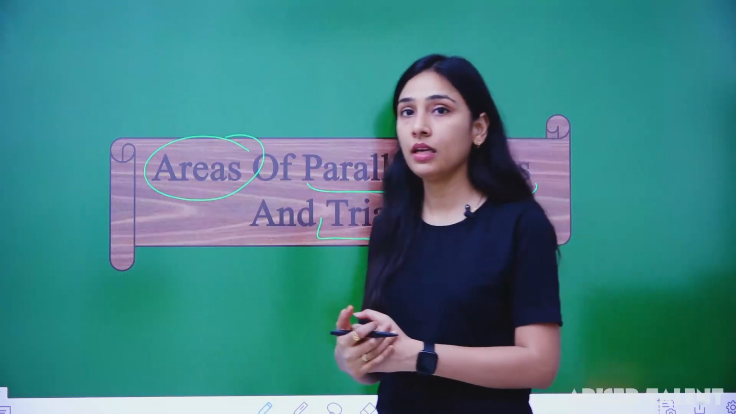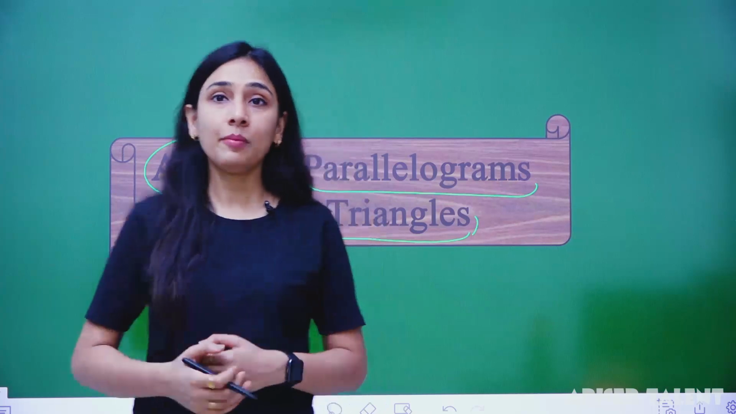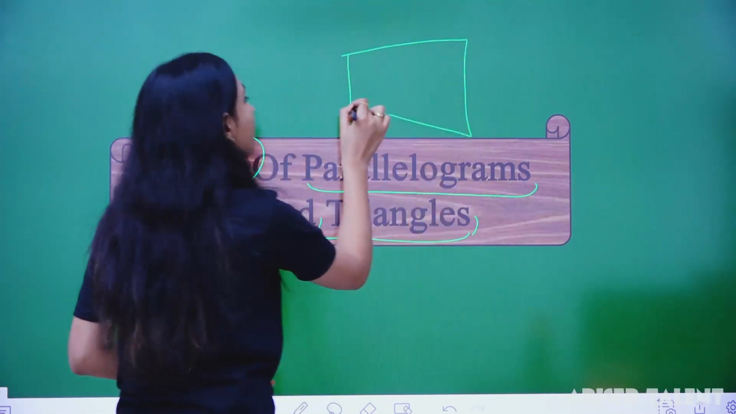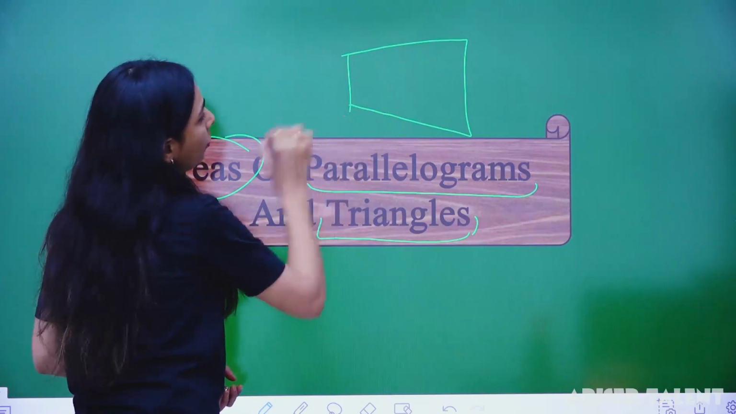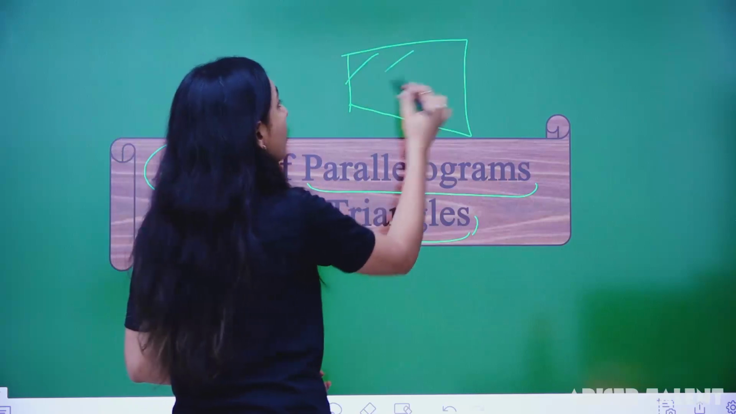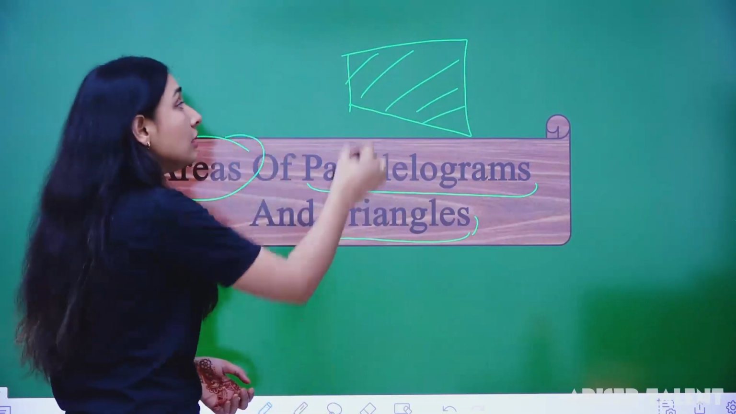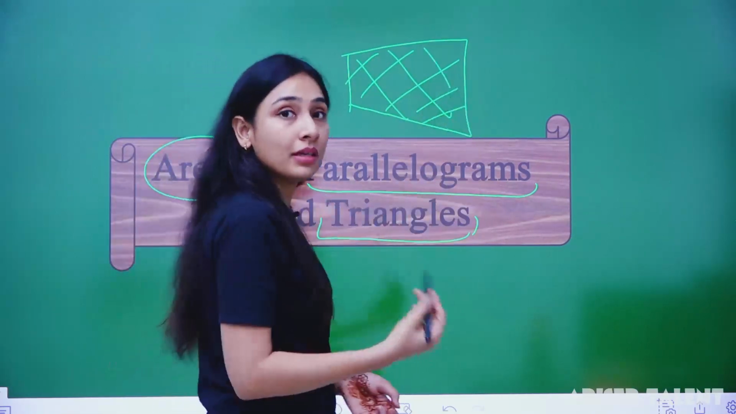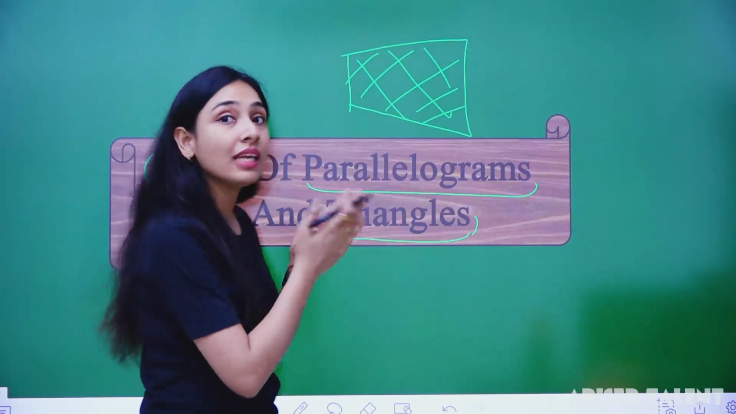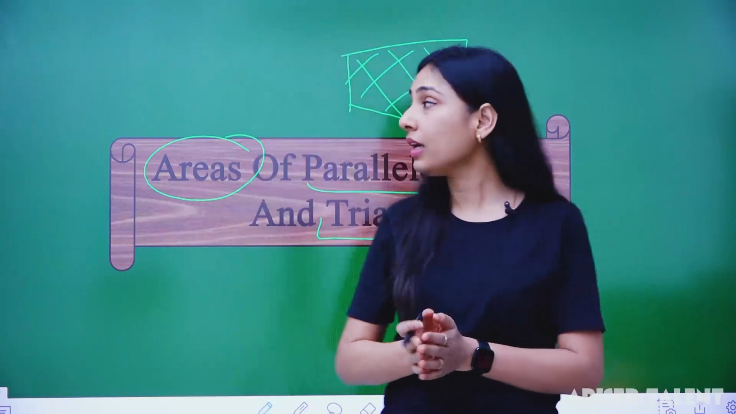What is area? Area is nothing but a region enclosed by a figure. If I am drawing these four lines, then these four lines are making this particular region. This particular region in numbers, having some units, will be known as the area of this region. Okay, you got that?